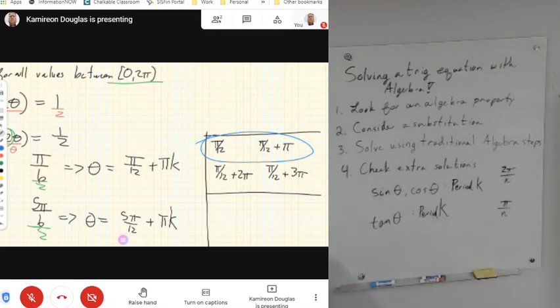So there's 2 answers. Pi over 12 and pi over 12 plus pi, also known as 13 pi over 12. Simplified. The back of your book will simplify them. 13 pi over 12.